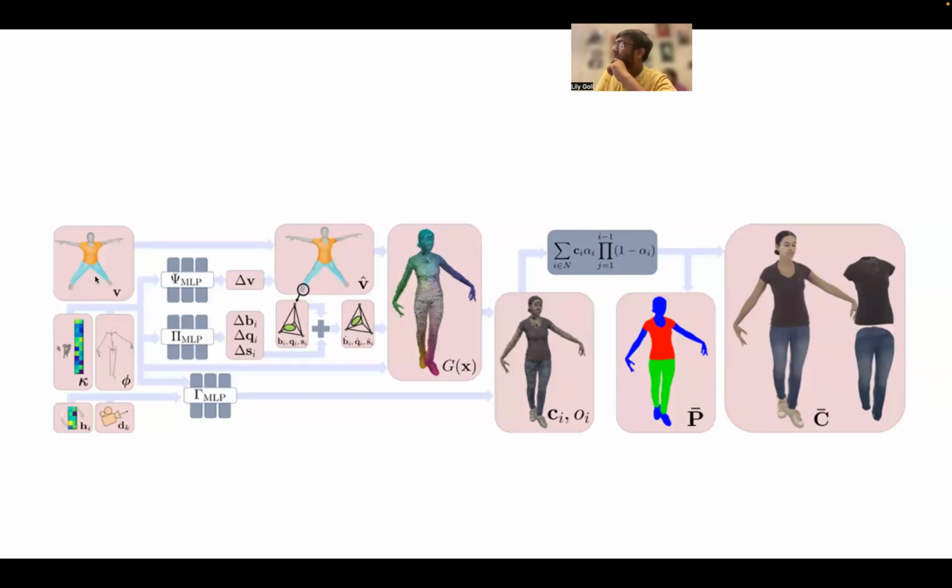So we have our vertices. We use our MLP to get the offset. We change the vertices. Then we use pi to get the new Gaussian coordinates and the deformation for the Gaussian, and we apply it to each tetrahedron.